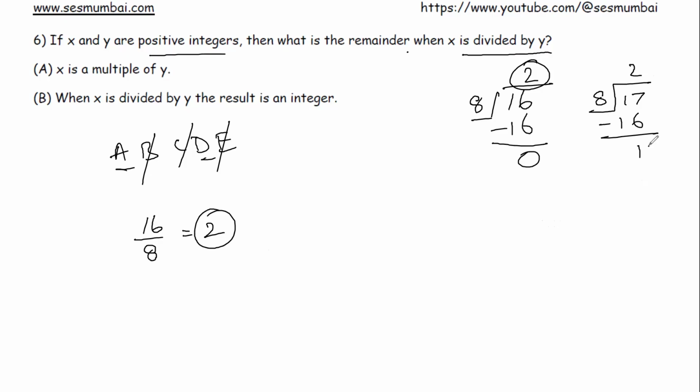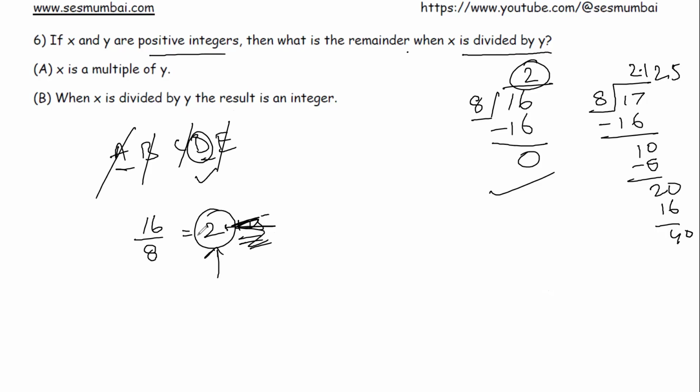So in this situation, if you want to finish off the question, then you'll get 8 ones are 8, you get remainder 20, 8 twos are 16, remainder 40, and 5. So it will be 2.125. So you know that when x is divided by y results in a non-integer number, then it would definitely give you some kind of a remainder. But if it's an integer, right, then you know that the remainder will always be 0. Therefore, B also answers. D is the answer. Got it, guys? Okay.